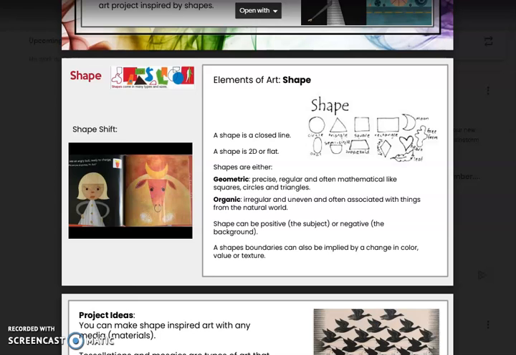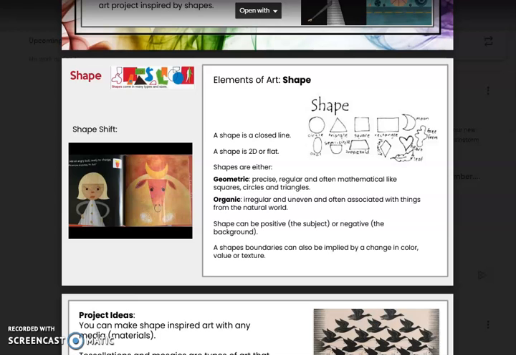So a shape is a closed line, and it is two-dimensional, or flat. Shapes are either geometric or organic. Geometric shapes are precise and they're often mathematical. So shapes like circles, triangles, and rectangles are all geometric. Organic shapes are irregular or uneven shapes, and they are often found in the natural world. So leaves, the shape of a bird, a rabbit, all of those different shapes are organic.